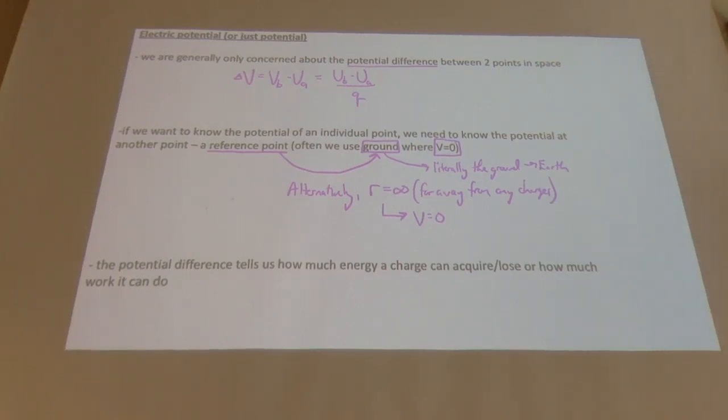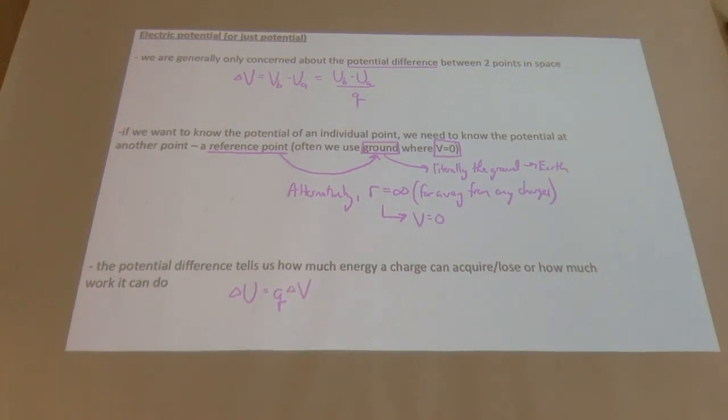And then one more equation. You can see here at the bottom it says the potential difference tells us something about how much energy a charge can gain or lose, or how much work it can do. We can get back to this idea just by rearranging some of our equations. The change in potential energy is equal to Q times the potential difference, or Q times (VB minus VA).